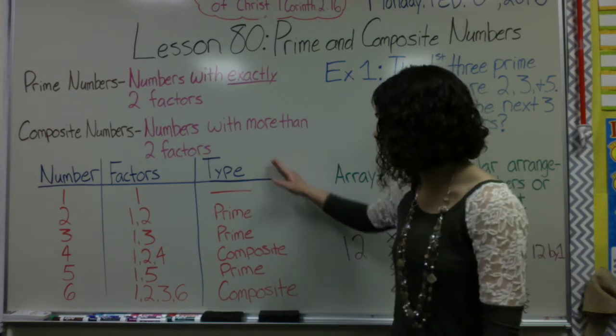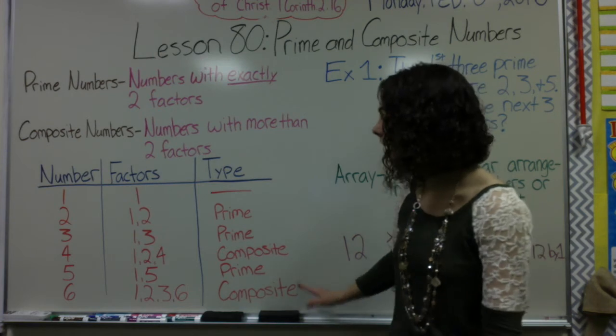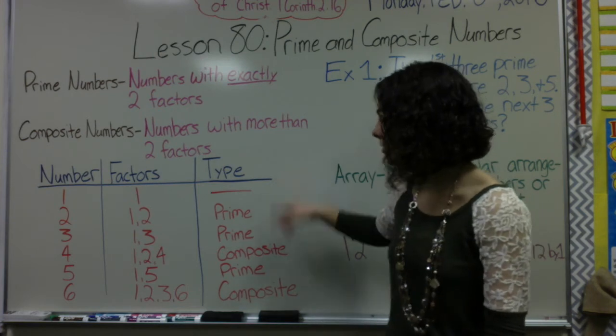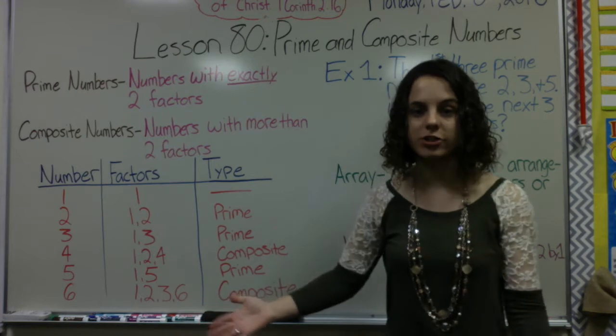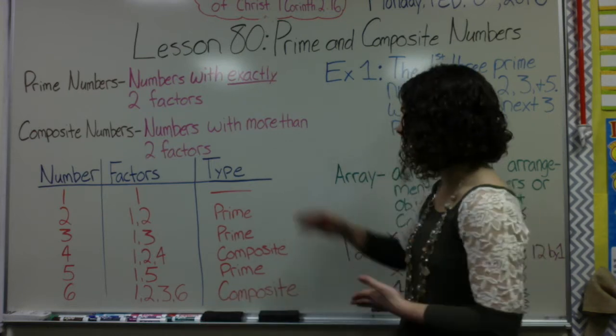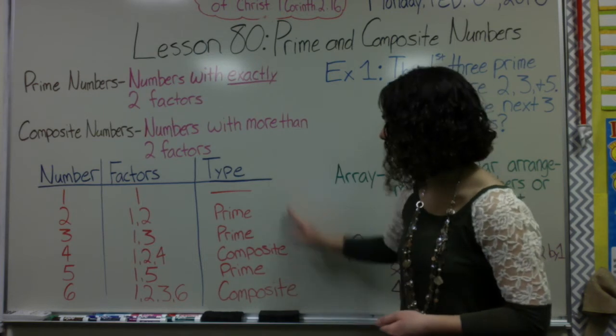So right here I went ahead and made a little chart that I would like you to also copy down of all the different numbers listing their factors. I only have numbers 1 through 6. Your book actually has numbers 1 through 10, but I did only numbers 1 through 6 for space reasons. And then also the types that they are.